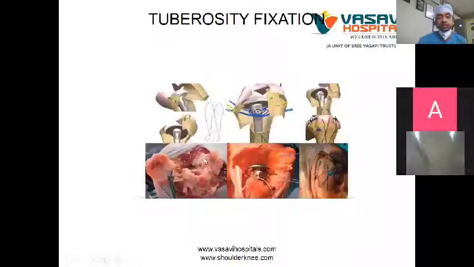This is a cadaveric picture illustrating how we tie the tuberosities. So this is the prosthesis. We wrap the lesser tuberosity and the greater tuberosity on the prosthesis and make sure that we tie it very tight, and then we get them to heal onto the shaft as well as onto each other, so that they can perform well. Remember, the prerequisite for any shoulder prosthesis to perform well is an intact rotator cuff.